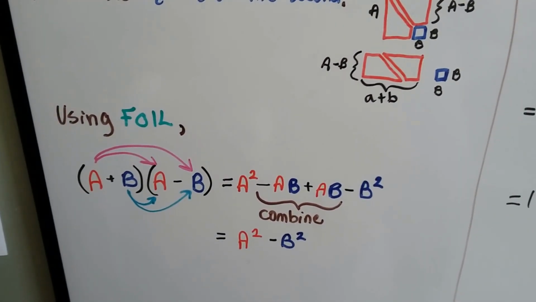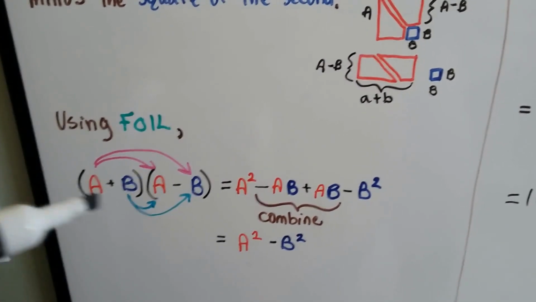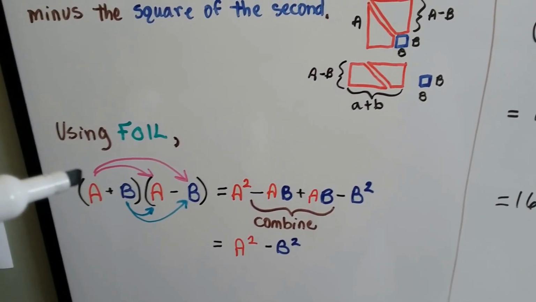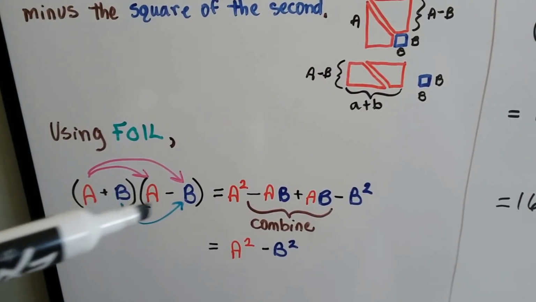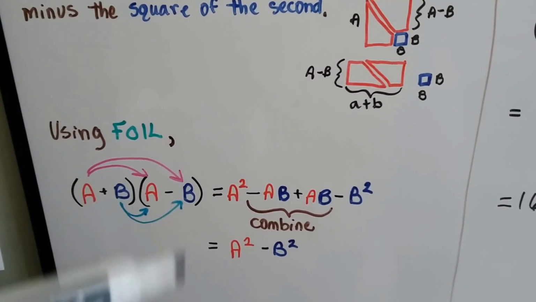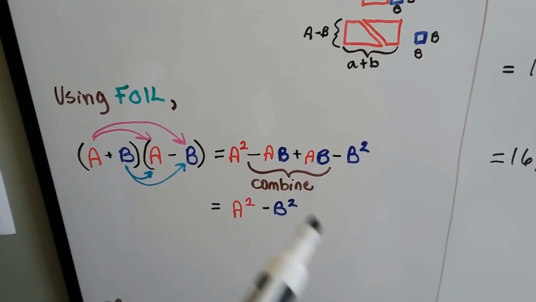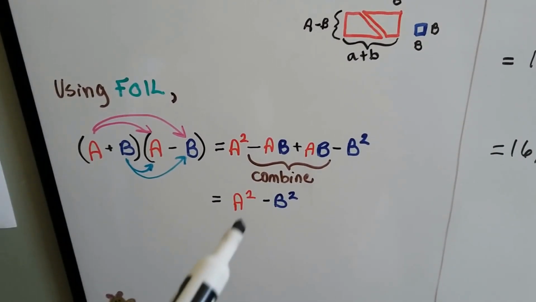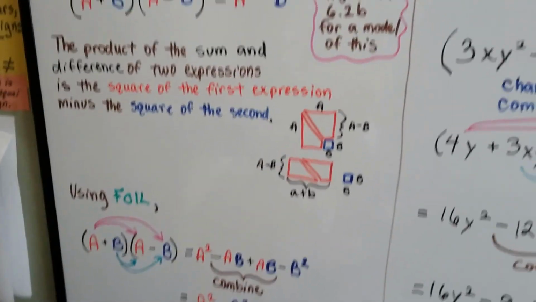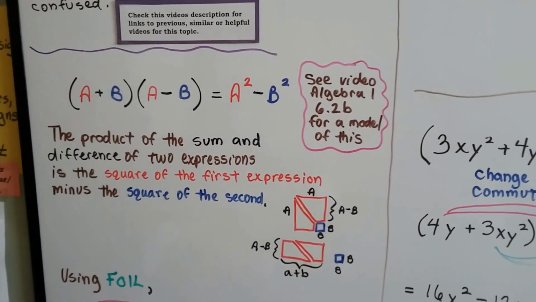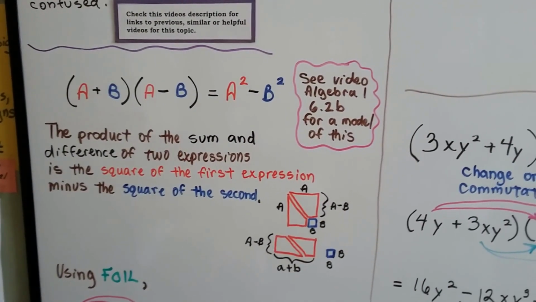We can use FOIL on this. We can do first, outer, inner, last. We get a squared minus ab plus ab. We do it in alphabetical order. Minus b squared. We combine these, and as additive inverses, they eliminate because they're zero pairs, aren't they? We get a squared minus b squared. So that's what we're going to talk about in this video, how the product of the sum and difference of two expressions is the square of the first expression minus the square of the second.